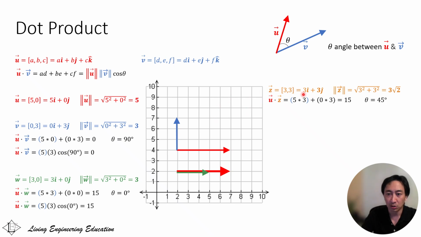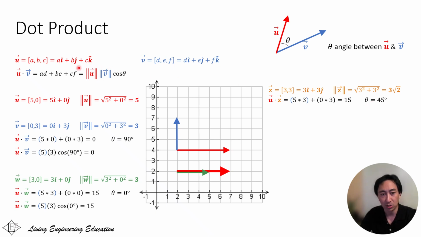So 3i hat plus 3j hat. This gives me a magnitude of 3 square root 2, right? 3, 3 is basically looking at this as an isosceles triangle. So u dot z is going to be 5 times 3 for the x component plus 0 times 3 from the y component. So 15 plus 0 gives me 15. And this is an angle of 45 degrees because of the isosceles triangle relationship.